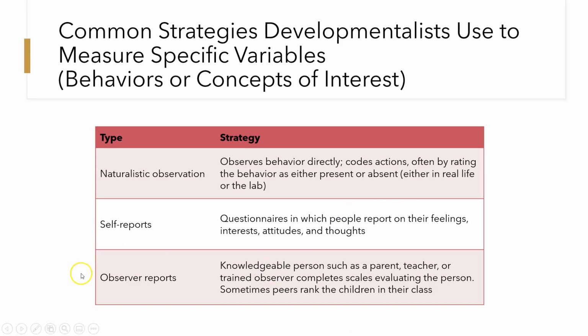And then observer reports. This is when, particularly when we're talking about child development, we ask a knowledgeable person like a parent, teacher, or a trained observer to complete questionnaires that are evaluating the person. So we might ask the child about his or her behavior, but then we often would ask the parent also about the child's behavior, because children aren't always the best reporters of their own behaviors. Sometimes we get similar responses between the child and the observer, and sometimes we get opposite responses, and we've got to figure out what that means.